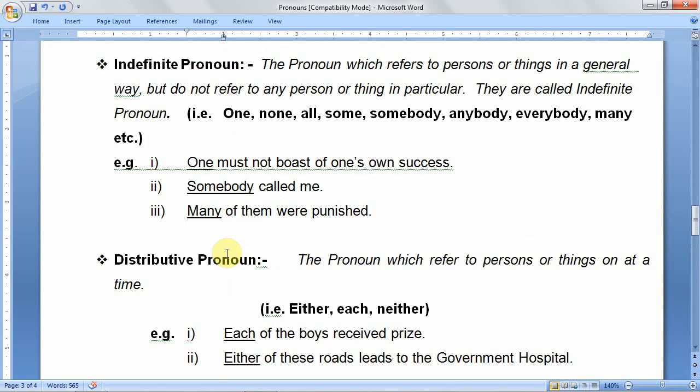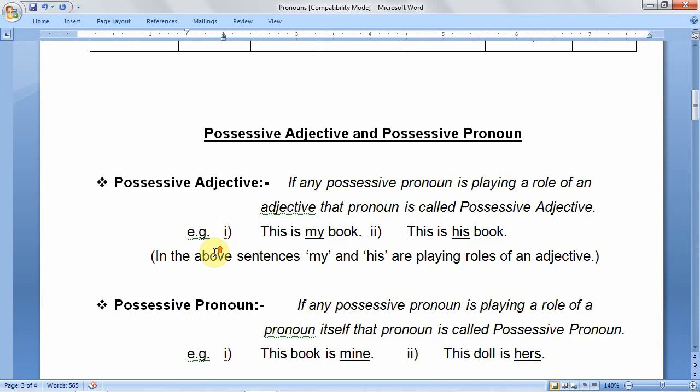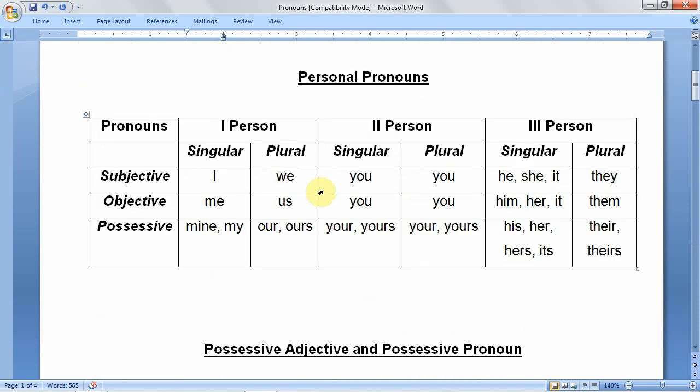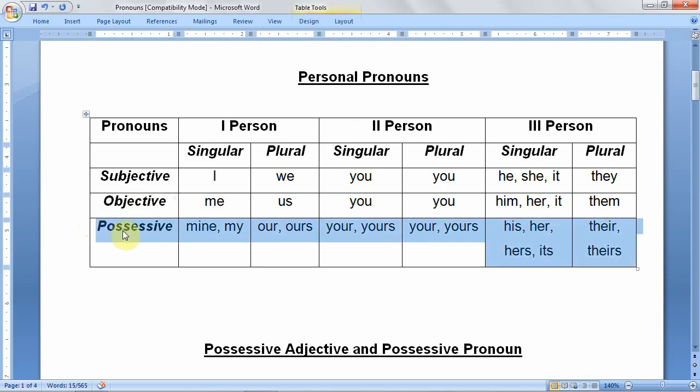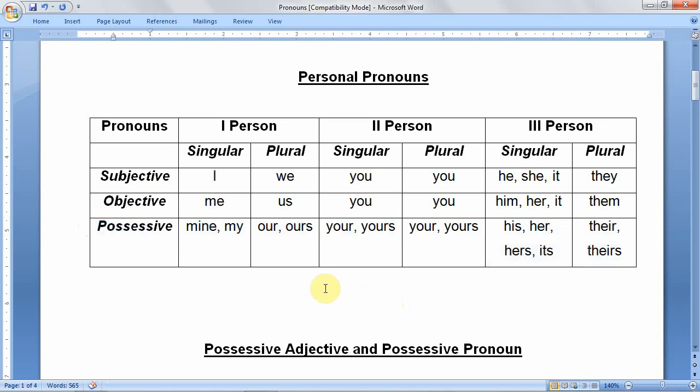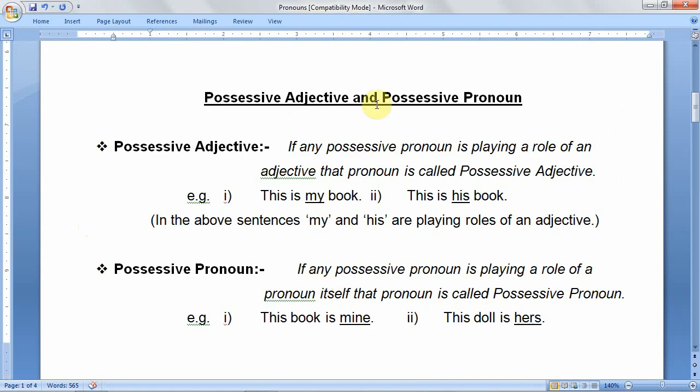We will just take a quick look at our taught things. Personal pronouns, we just learned first person, second person and third person. We also knew about the subjective and objective cases as well as possessive cases. This possessive is rather more important. This possessive is playing a role of noun as well as a role of possessive adjectives. We have already learnt it in possessive adjectives and possessive pronouns.